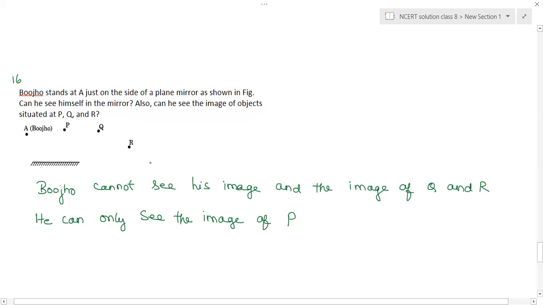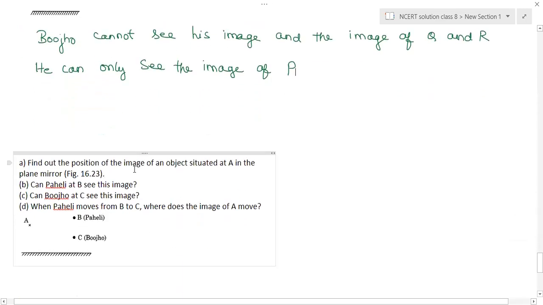Q may also be visible if the light strikes here and gets reflected towards Bujo, but then it is usually going somewhere else. I'm not sure if it is in the range. The figure is a little complicated, but P definitely would be seen. Q and R is definitely not seen, and he will not be able to see himself in the mirror as well. Okay. Now the same question is extended in the 17th question.